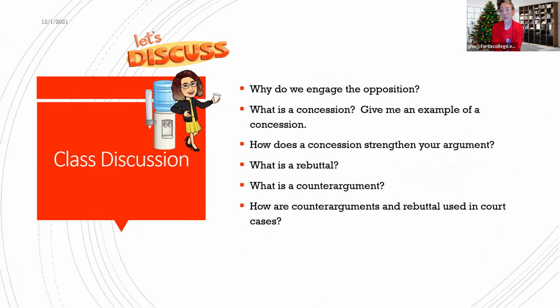So why do we engage the opposition? We engage the opposition to avoid the cherry-picking fallacy, to avoid having media bias. What is a concession? A concession is when you talk about what you agree with about the other side. How does a concession strengthen my argument? After you talk down the other side, it makes your argument look stronger.